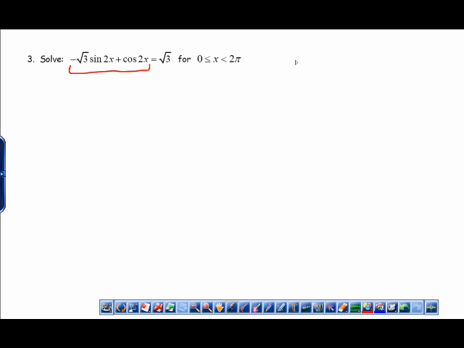All right, so I'm going to go over here, and I'm going to rewrite. I'm actually going to write the cosine one first, sorry. I'm going to write cosine of 2x minus root 3 of sine of 2x. Here that would tell you that a is 1 and that b is negative root 3. So then let's find c.